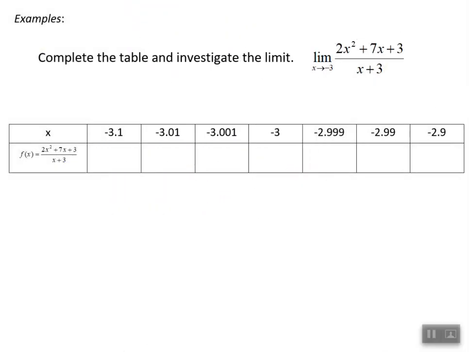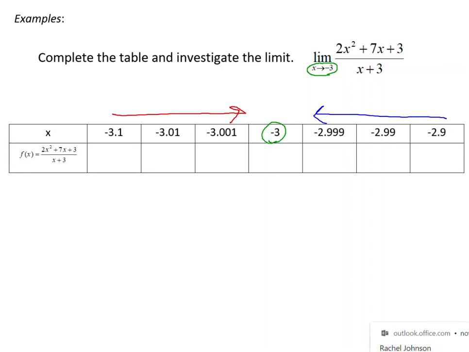Let's take a look at some examples. For this example, we'll want our graphing calculator. Complete the table and investigate the limit. We are going to evaluate the limit as x approaches -3 of the rational function 2x squared plus 7x plus 3 over x plus 3. Since we are looking at what's happening as x is approaching -3, we're putting -3 in the middle, and we are going to explore values from the left side of -3, and we are going to explore values from the right side of -3.